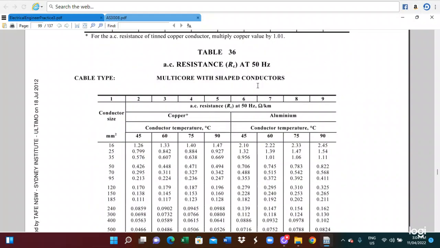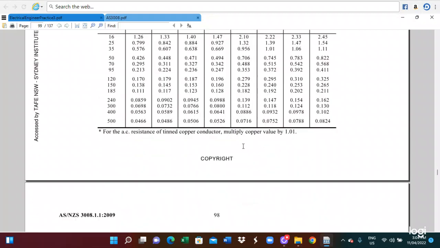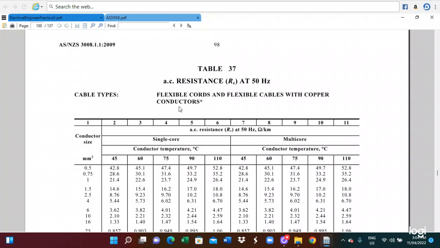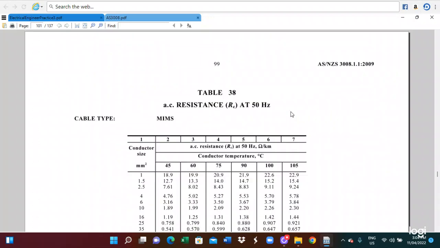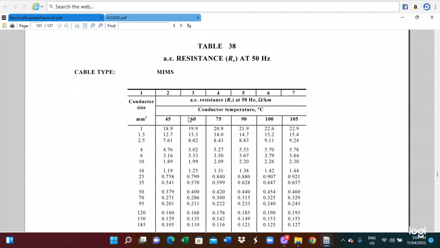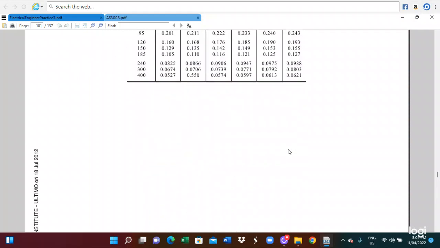Table 36 is for multi-core cable, sheathed multi-core with shaped conductors. So this is for the cable type, and depending on copper or aluminum and the conductor size, we calculate the cable impedance, ranging from 45 degrees centigrade to 90 degrees centigrade. Table 37 is for flexible cable with copper conductor, and we calculate the cable impedance. Table 38 is for MIMS cable, mineral insulated metallic sheathed cable. We consider the conductor temperature and the cross-sectional area, and we calculate the cable impedance.